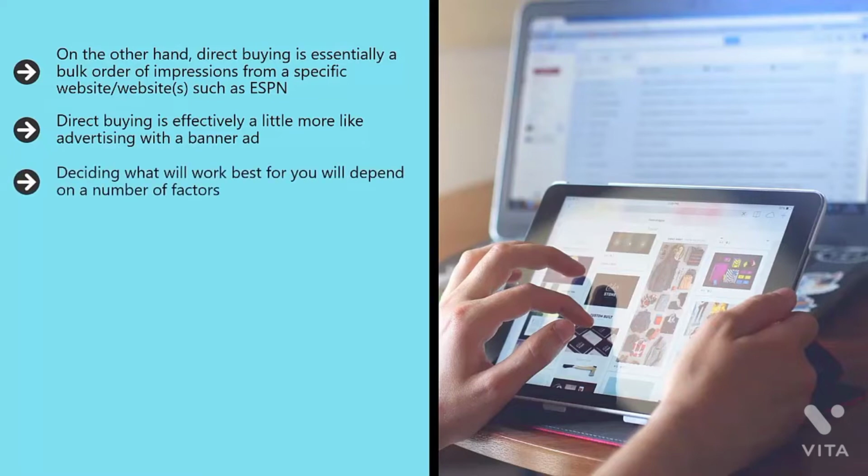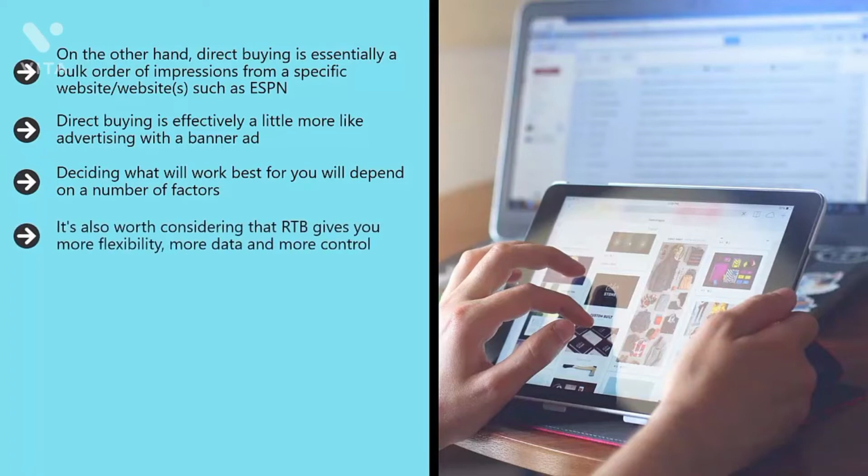Deciding what will work best for you will depend on a number of factors. For instance, your budget is going to come into play, as direct buying tends to be more expensive because lower CPIs won't have as many opportunities to appear. It's also worth considering that RTB gives you more flexibility, more data, and more control. You can identify which sites are working best for you, at which times, and for which viewers, and then you can further tailor your approach accordingly.